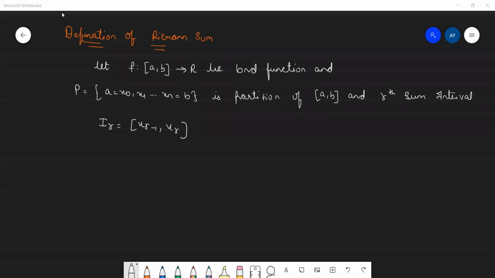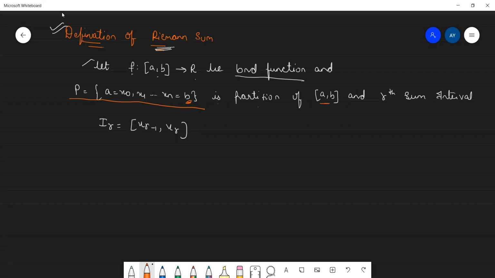Hello everyone. Today in this class we will be seeing the definition of the Riemann sum. Let f be a mapping from the closed interval [a, b] to R, a bounded function, and we have defined a partition P equal to {a = x0, x1, and so on up to xn = b}, that is, let it be a partition of the closed interval [a, b].